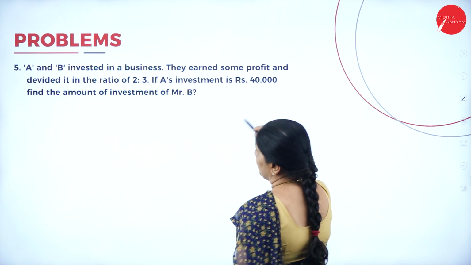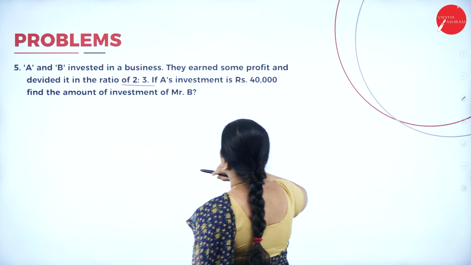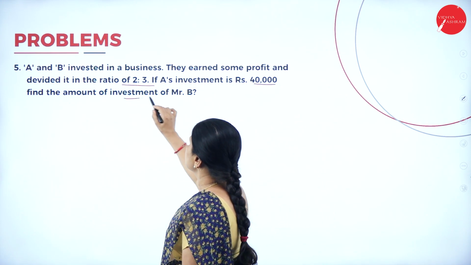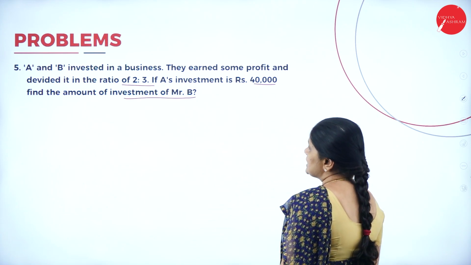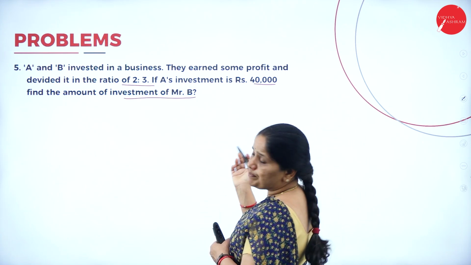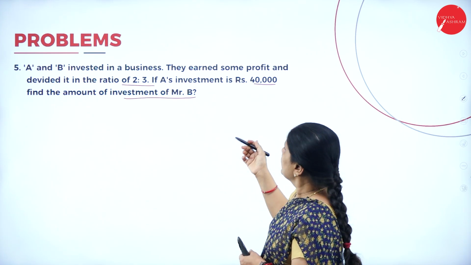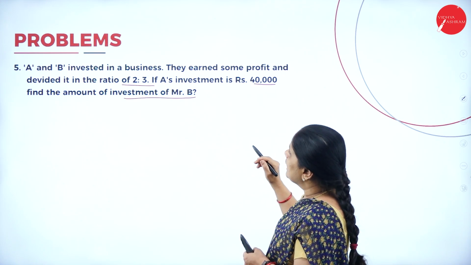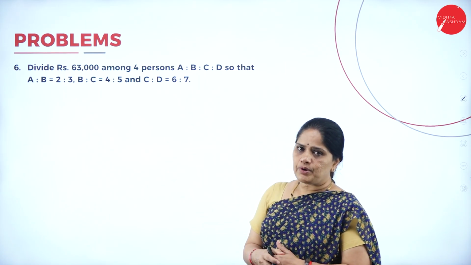Then next one, A and B invested in a business. They earned some profit and divided it in the ratio of 2:3. If A's investment is 40,000, find the investment of Mr. B. So, A and B invested in a business, they earned some profit and divided it in the ratio of 2:3. If A's investment is 40,000, find the amount of investment of B. So, let us work out this problem. Now, let us go to the next problem here.